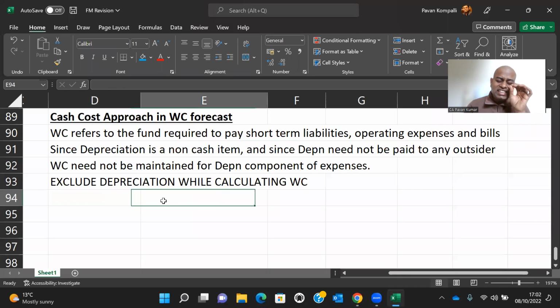Now I'll tell you the easiest way to solve a problem. I'll give you one proforma. This proforma is going to be your Bible, your Quran, your Bhagavad Gita. Remember this proforma, you can solve any problem.